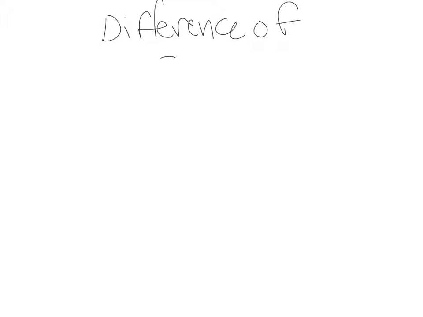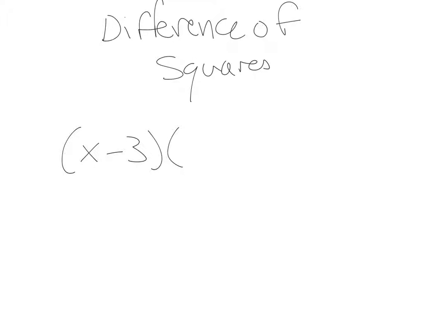The other case you need to know about is what we call difference of two squares. And we call it difference of squares because of how the product results, like what the end product is. But here's what it looks like in general case. X minus 3 times x plus 3. It looks a lot like the perfect square scenario, except in this case, one is addition and one is subtraction.